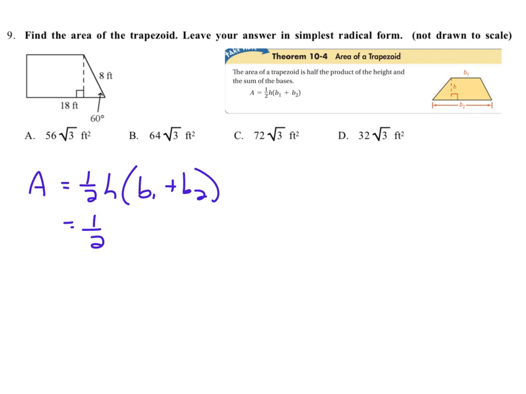We have, in this triangle, one of those special triangles over here. Okay, this side is 8, and that's the hypotenuse. What is the short leg in a 30, 60, 90? It is half of that. So that means this section is 4.